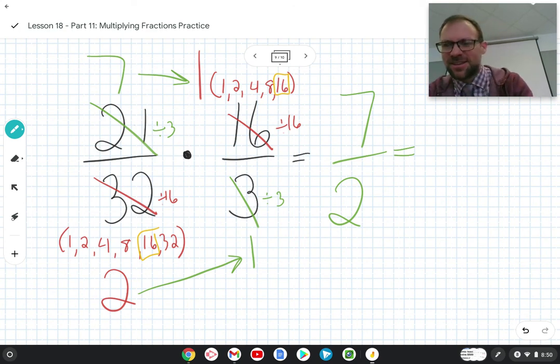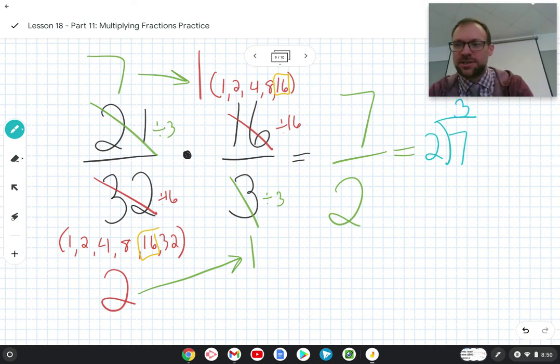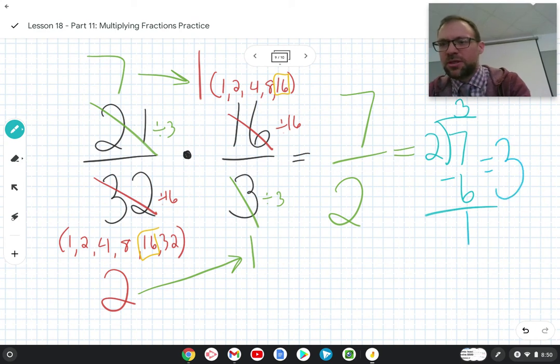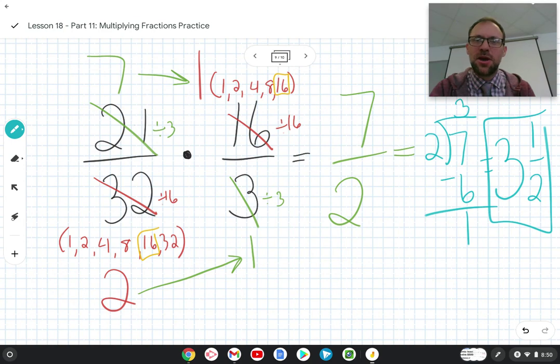Yes. We're going to do 7 divided by 2. Let's see here. There are 3 2s in 7, which makes a total of 6, with 1 left over. So we get 3 and a half as our final product. What do you know about that? All right.